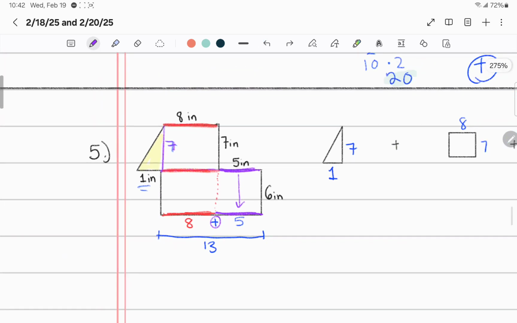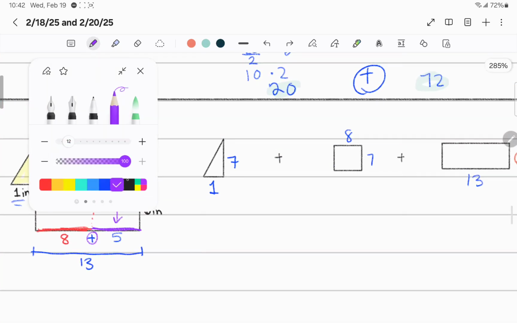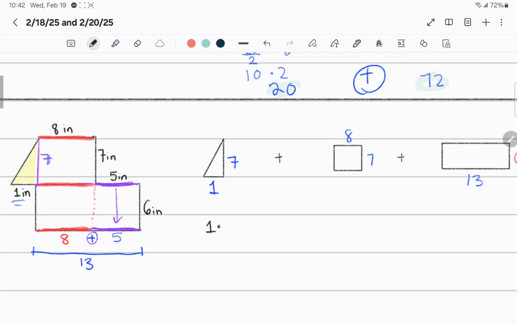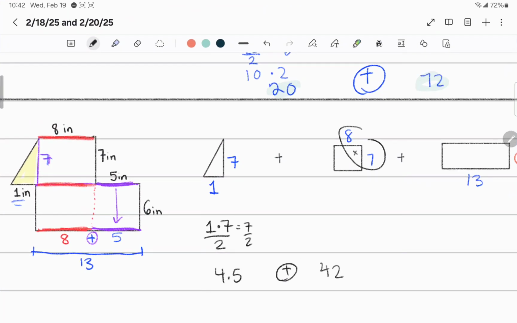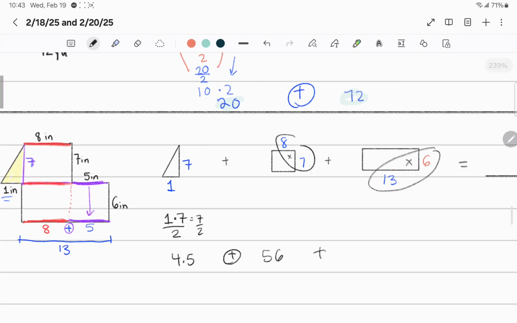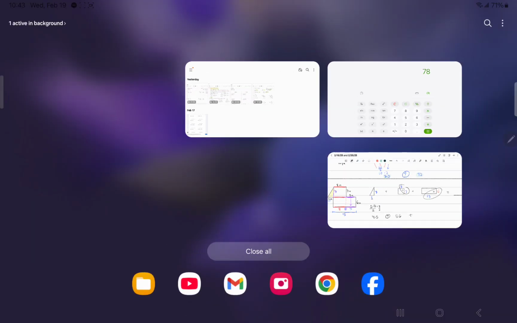Okay. So last, let's finish this up because this video is already almost about to be 25 minutes. Okay, applying our formulas. So we have 1 times 7 divided by 2. That gives us 7 divided by 2, which is 4.5. 8 times 7 is 42. Let me double check that because that's always one of the numbers that trips me up. 56. I'm glad I checked it. 56, not 42. 56. And then last we do 13 times 6. 13 times 6 is 78.